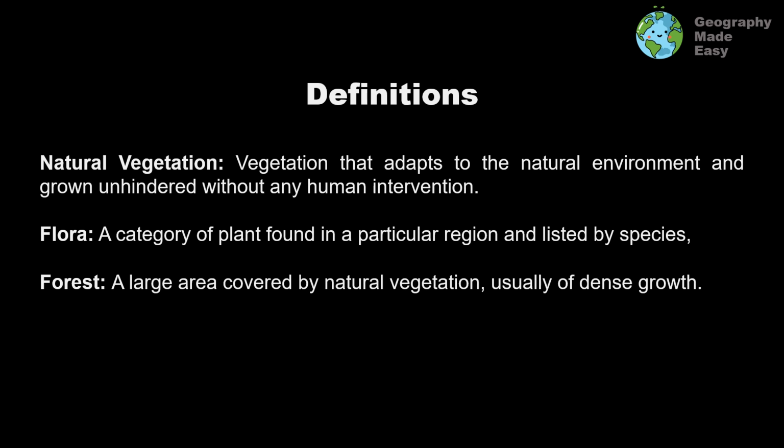The definition of natural vegetation is vegetation that adapts to the natural environment and grows unhindered without any human interference. That means that any vegetation without any kind of human intervention is known as natural vegetation. Natural vegetation is very much suited to the environment or the ecosystem of the area. These are natural ecosystems which occur in a particular area.